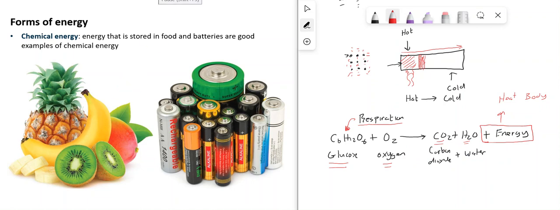That's one example of chemical energy. In food you have glucose, and when you eat food, that glucose is extracted and burned in the body to produce energy. And then you have chemical energy in batteries as well. So that is chemical energy.